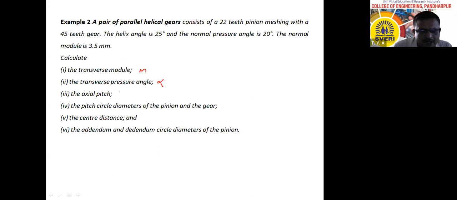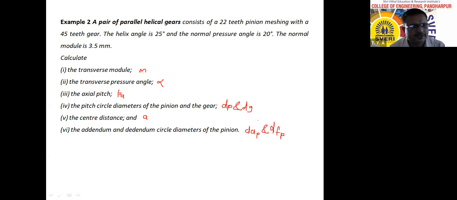Transverse pressure angle alpha, axial pitch PA, pitch circle diameters of the pinion DP and DG, center distance A, addendum and dedendum circle diameters of the pinion, that is DAP and DFP. Same type of problem is there. I think you will calculate. I will give you 10 minutes. I will write down the formulas only.